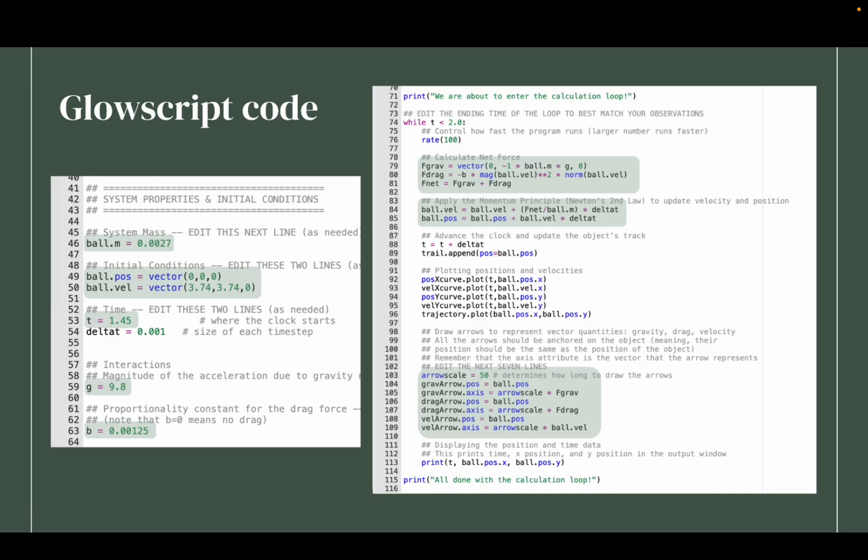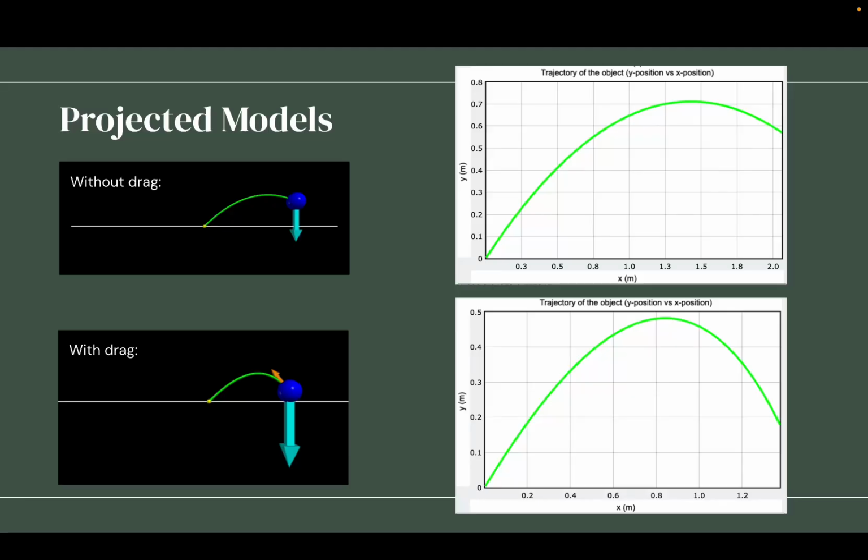This is the GlowScript code. The highlighted boxes are lines that I changed. First, I set the mass to 0.0027 kilograms, as this is the mass of the ping pong ball. I then set the ball's initial position to 0. I found its initial velocity by finding the average velocity between the first two frames of the video. I set the initial time to 1.45 seconds, as this was when the ball was thrown in the video, and set the final time to 2 seconds, as this is when the video ends.